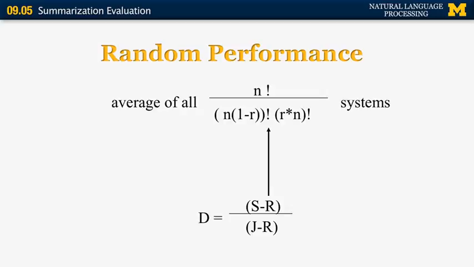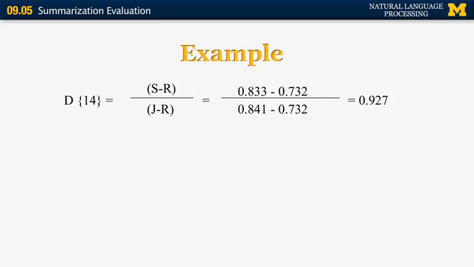It's very straightforward. We just take all the possible systems that pick R of the sentences out of n. So this is the average of all of the systems shown on the top. For example, for a compression rate of 50%, that means 2 sentences out of 4, we have 6 possible random outputs. They're the ones that correspond to sentences 1-2, 1-3, 1-4, 2-3, 2-4, and 3-4. And for each of those, we can compute the utility score and average all of those to get the value of R.